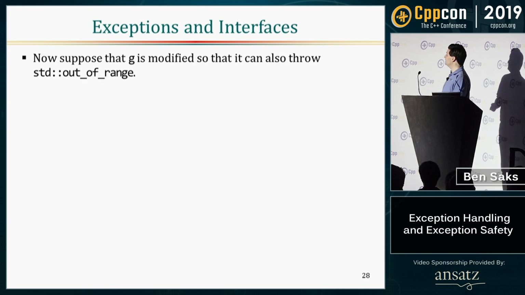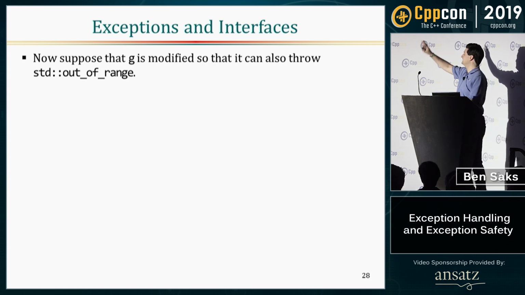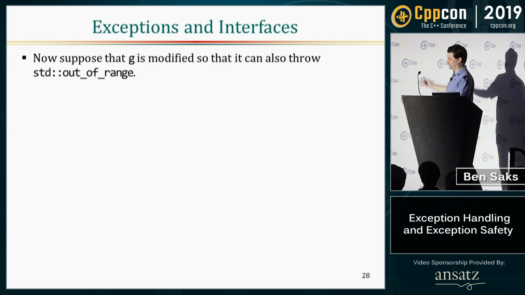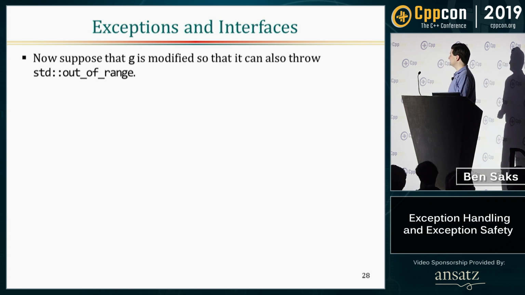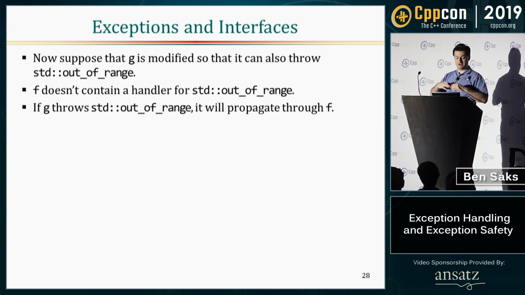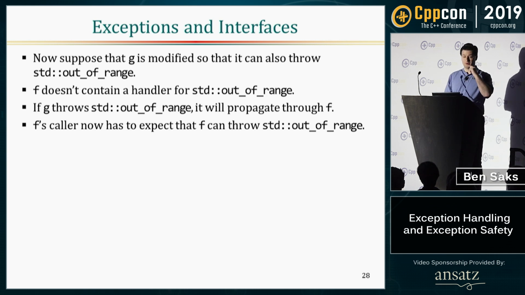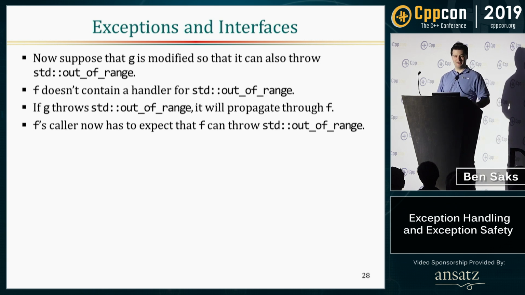So what happens if G is then changed so that it can also throw out of range? I'm realizing now that I probably shouldn't have used out of range in this example, because before, F could catch out of range. But in this case, F is only catching catastrophic failure. So since F doesn't contain a handler for out of range in this case, if G throws out of range, it propagates through F. And F's caller now sees F throwing an out of range failure. And if F wasn't prepared for G to throw an out of range failure, it's probably true that F's caller wasn't expecting F to throw an out of range failure either.